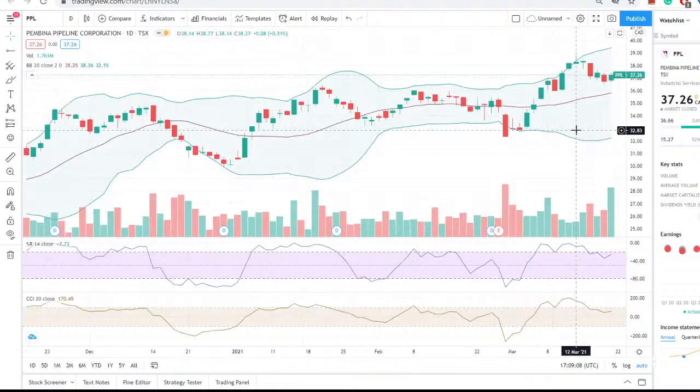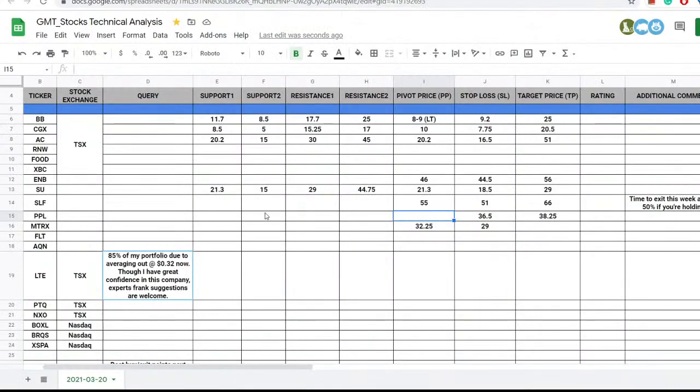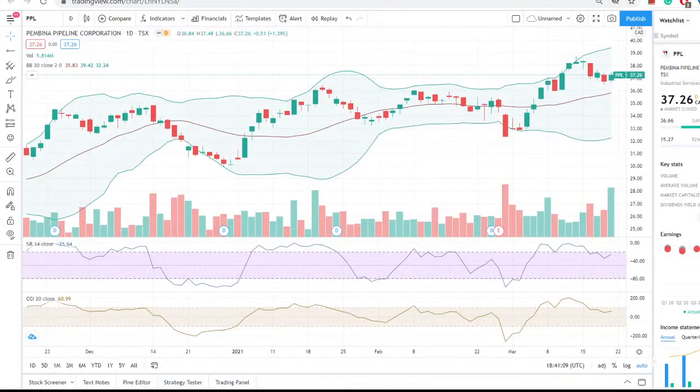And I think you mentioned MTRX instead of PPL. In your sheet, you have entered it as MTRX. This is PPL. Sorry. Yeah, this is PPL. Okay, that is PPL. I was thinking, how did you fill up MTRX earlier? Oh, okay, you must have analyzed it early.